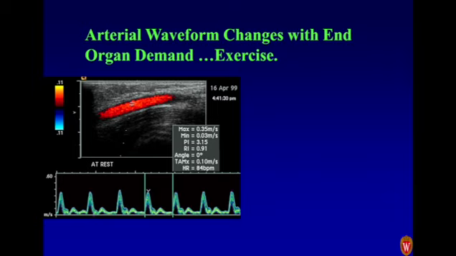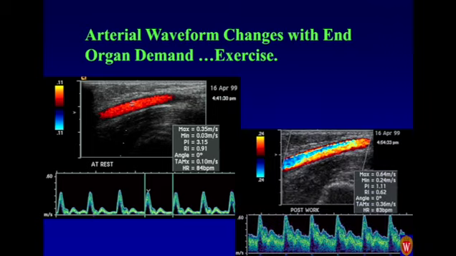They need to get waste products out. And so the arterial bed will open up and increase flow. And so what happens to that flow? It becomes low resistance. The velocities pick up, and there is much more diastolic flow.